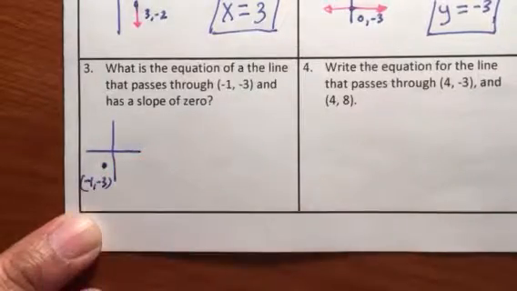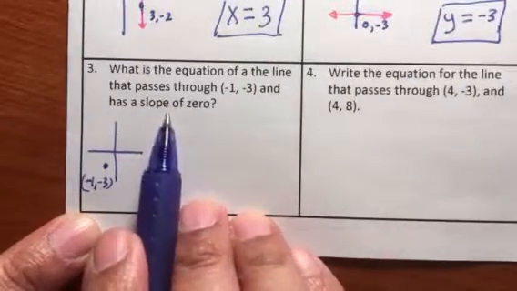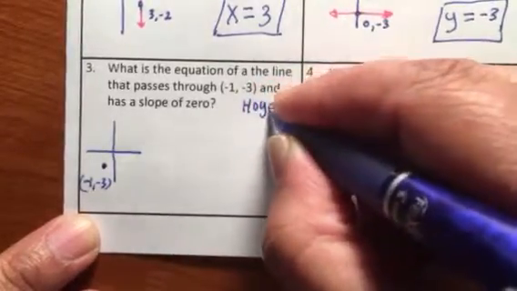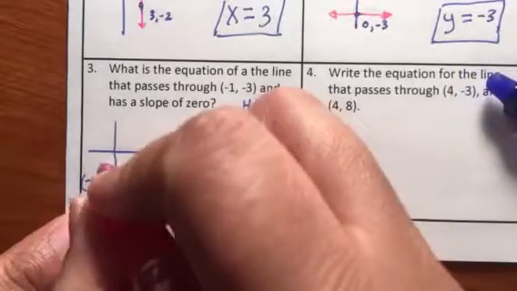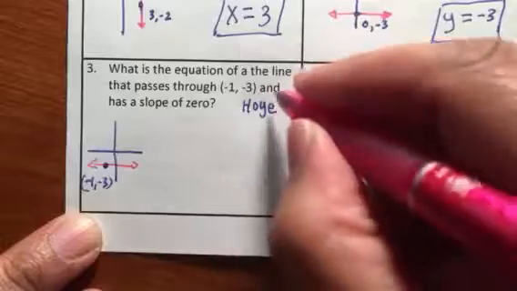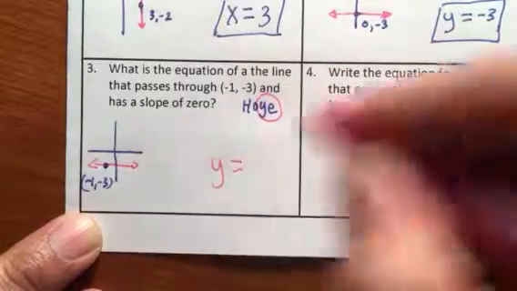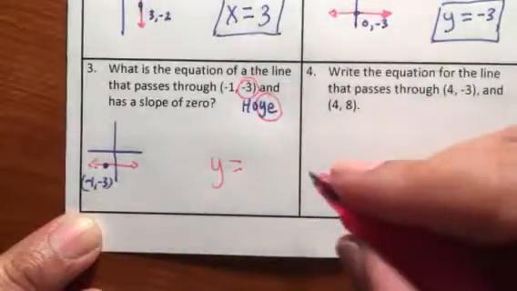And I need this to be a 0 slope. Well, 0 is an H, O, Y. So that means I need a horizontal line. And I also need, because I'm looking for the equation, I need a y equals. Well, what does y equal in this problem? -3.